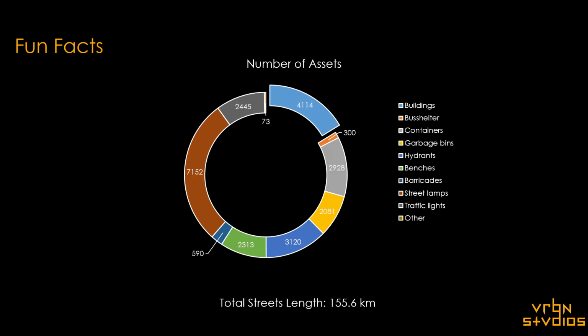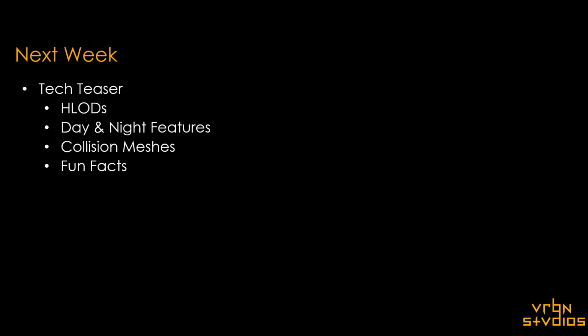Let's take a short look at some fun facts about populating the environment with assets. Our demo has a total of over 4,100 buildings, over 7,100 street lamps in the scene, about 300 bus shelters, and over 2,400 traffic lights. The total length of all the streets created for the demo is 155.6 kilometers. Next week, we'll present some technical features and fun facts together with optimizations that are included for real-time engines.